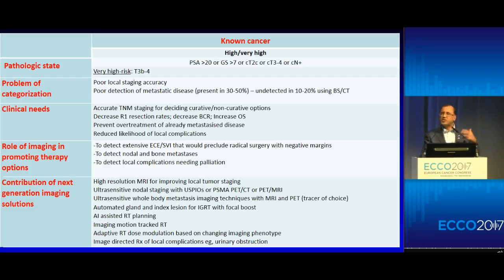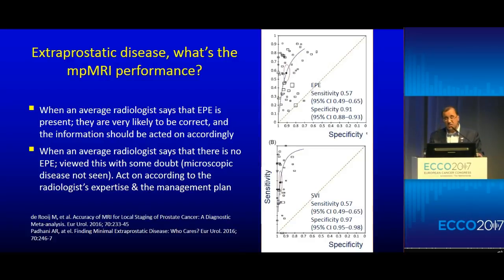But most of these patients aren't. They have high-risk disease, therefore they have lymph node positivity, and they have metastatic disease. If he's going to be curable, the surgical priority is negative margins. So MRI is there to promote negative margins. But the question is, how good are we at negative margins? The answer is not very good.